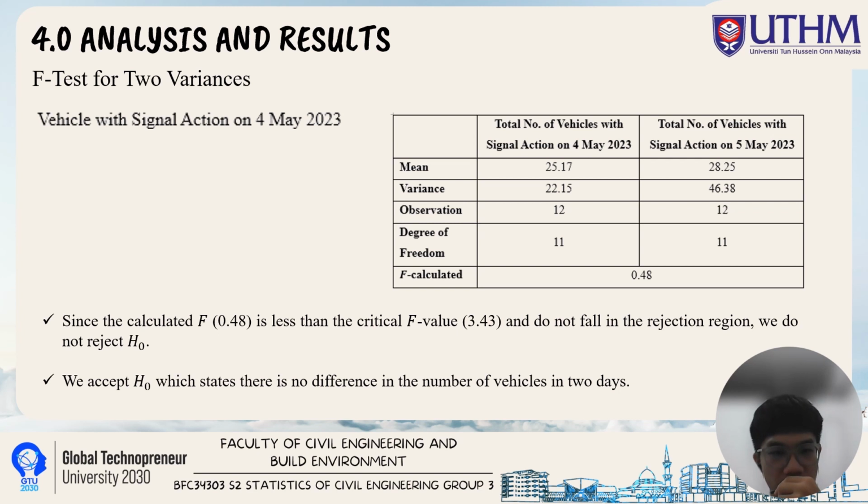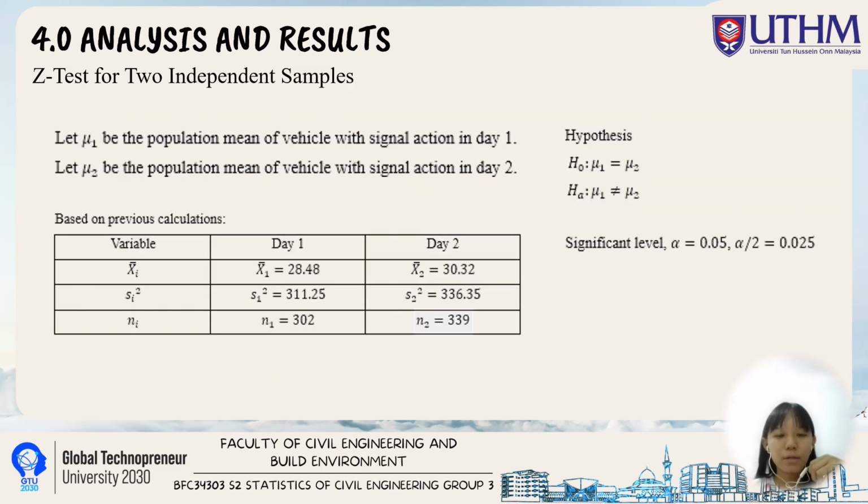My name is Ko Binghua. I will continue with analysis and result. For comparing population mean for 2 independent samples, first denote mu1 equals the population mean of vehicle with signal action in day 1, and mu2 equals the population mean of vehicle with signal action in day 2.